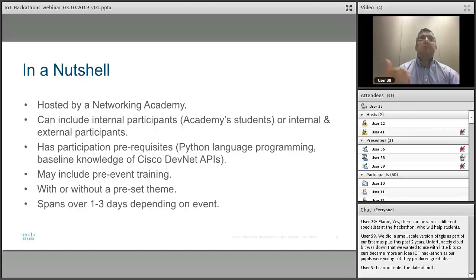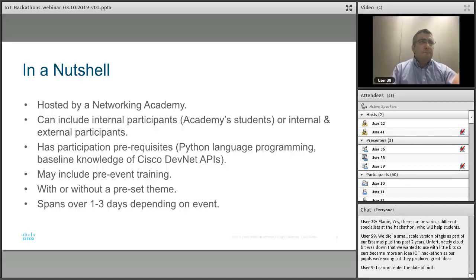And we're also talking about DevNet APIs, which are the libraries that are used to communicate with Cisco products. So if those prerequisites are not met, then it might include a pre-event training whereby the professor or professors can set up courses or a set of boot camps to get students on board to learn about some extra Python topics and some of the Cisco components here.